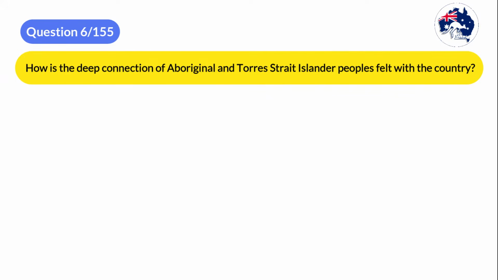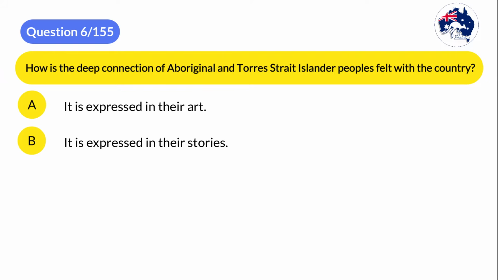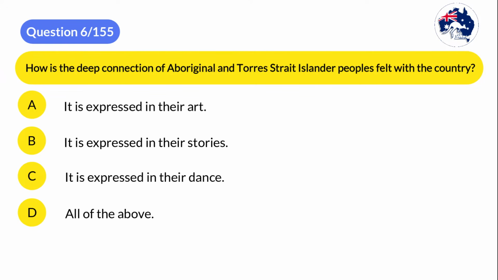Question 6. How is the deep connection of Aboriginal and Torres Strait Islander peoples felt with the country? A. It is expressed in their art. B. It is expressed in their stories. C. It is expressed in their dance. D. All of the above. The correct answer is D.